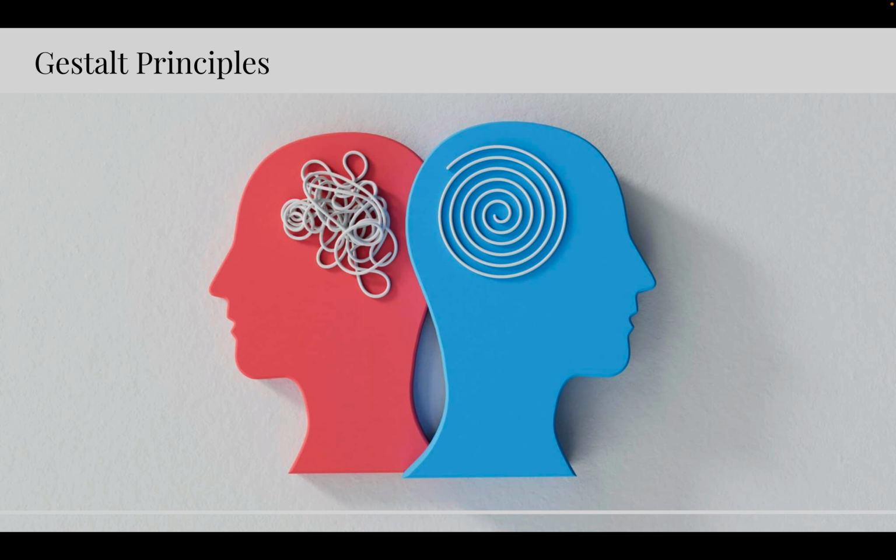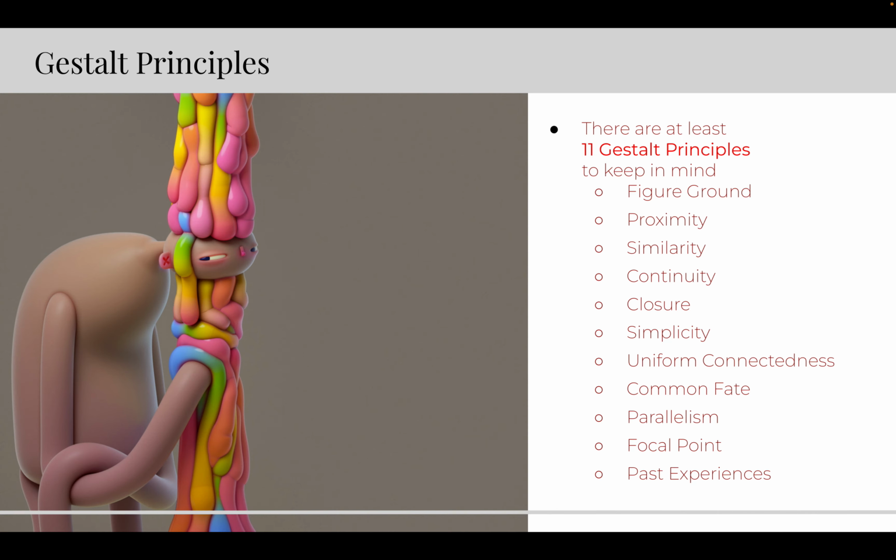In the simplest form, the theory is based on the idea that the human brain will attempt to simplify complex images by organizing multiple elements into a whole rather than a series of disparate events. Our brains are built to see structures and patterns to better comprehend our environment. In this lecture, we're going to cover the 11 Gestalt principles: figure ground, proximity, similarity, continuity, closure, simplicity, uniform connectedness, common fate, parallelism, focal point, and past experiences.